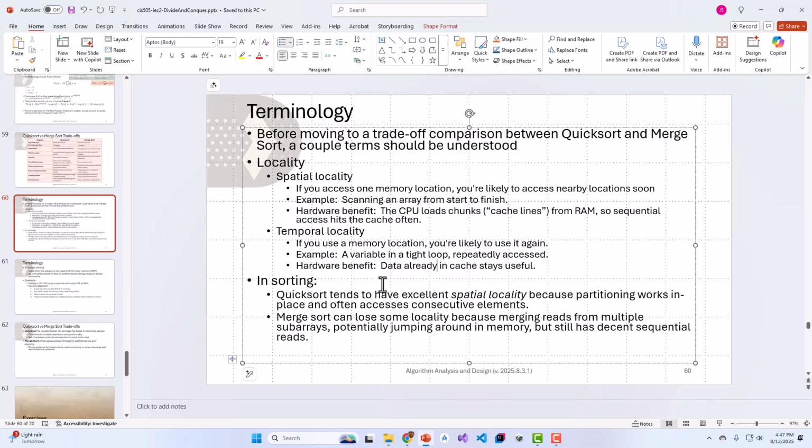So in sorting, quicksort tends to have an excellent spatial locality because partitioning works in place. Okay, meaning we don't need auxiliary memory. We just keep moving around and swapping stuff within.